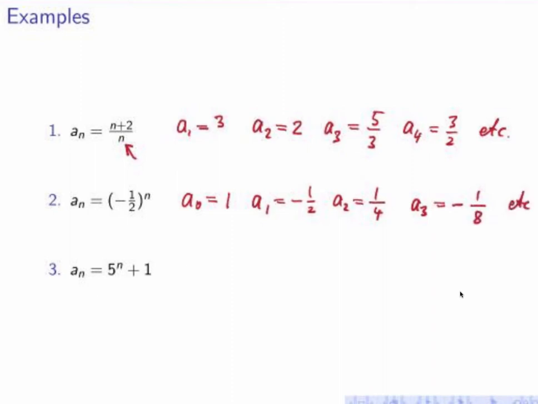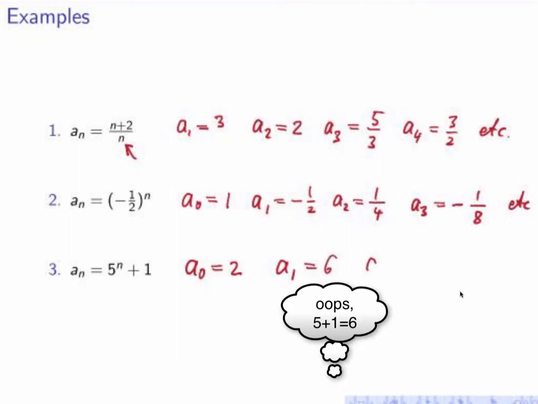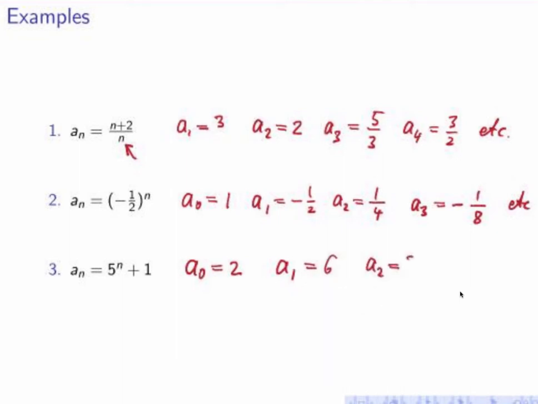The last one, again we can start with a0. So if n is 0, we have 5 to the 0, which is equal to 1, plus 1 is 2. And then the next element is 5 plus 1, which is 6. a2 is 5 squared plus 1, which is 26. a3 is 5 cubed plus 1, which is 126, etc. So that's very simple to create these sequences.